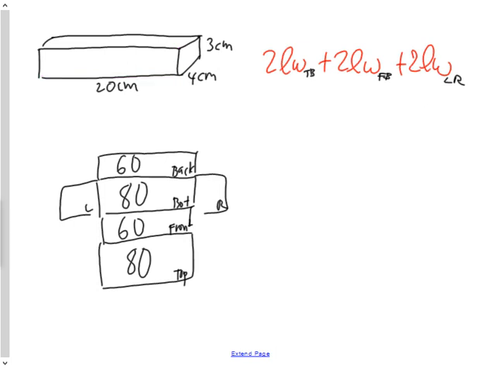And finally, the left and the right. If we think about the right being a 3 by 4, then each of those rectangles would be 12. And that's all you need to do for your net.